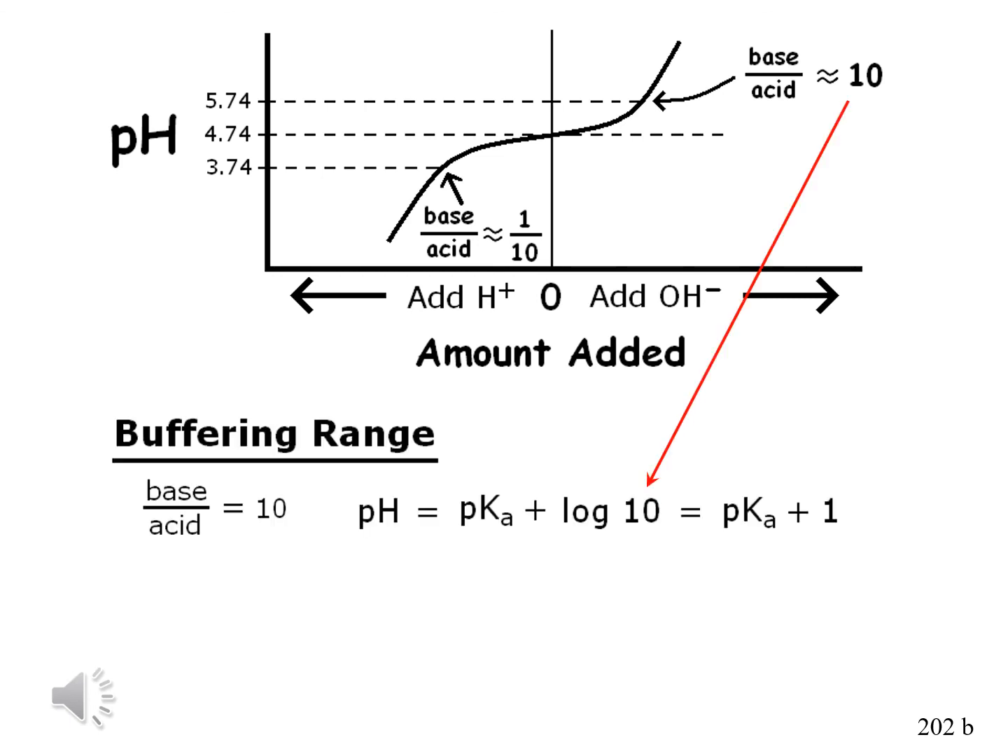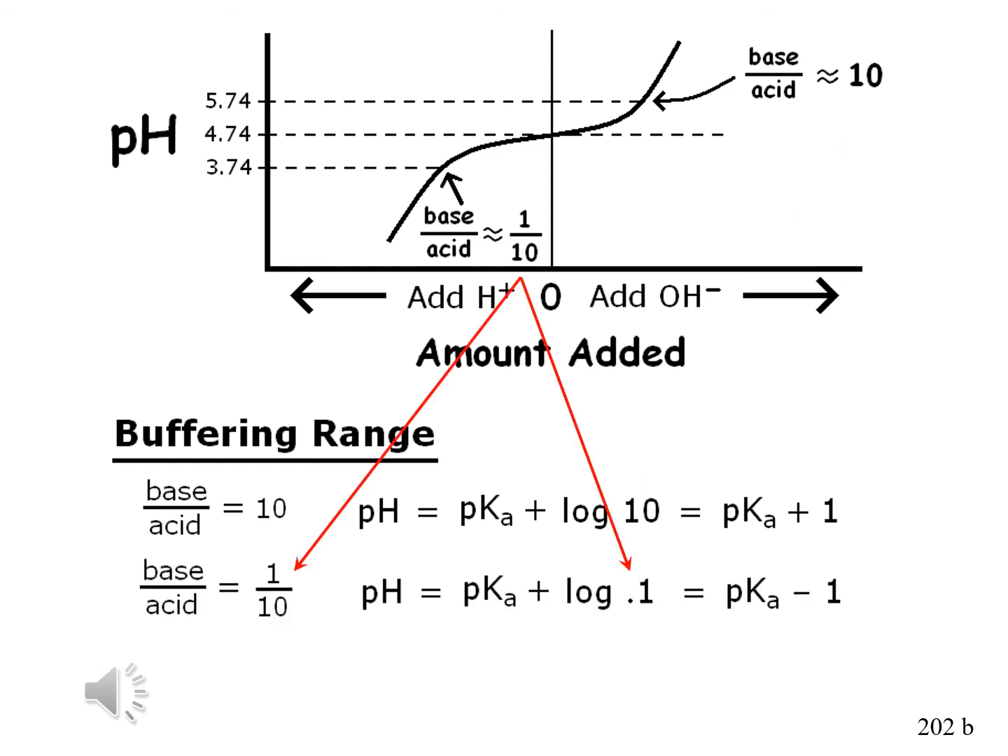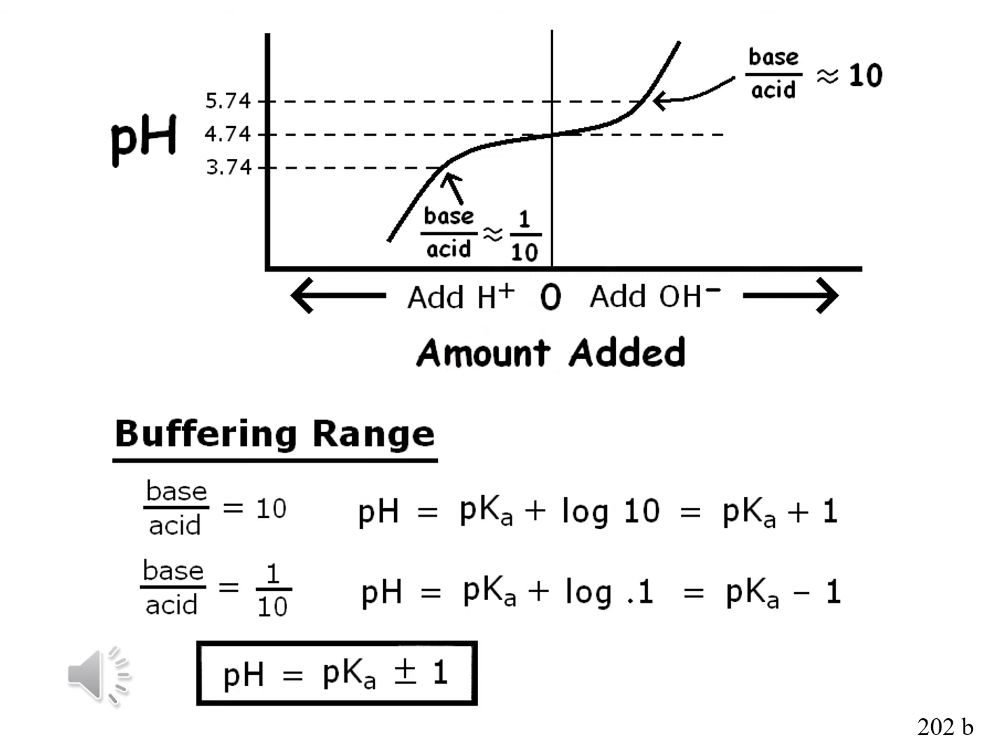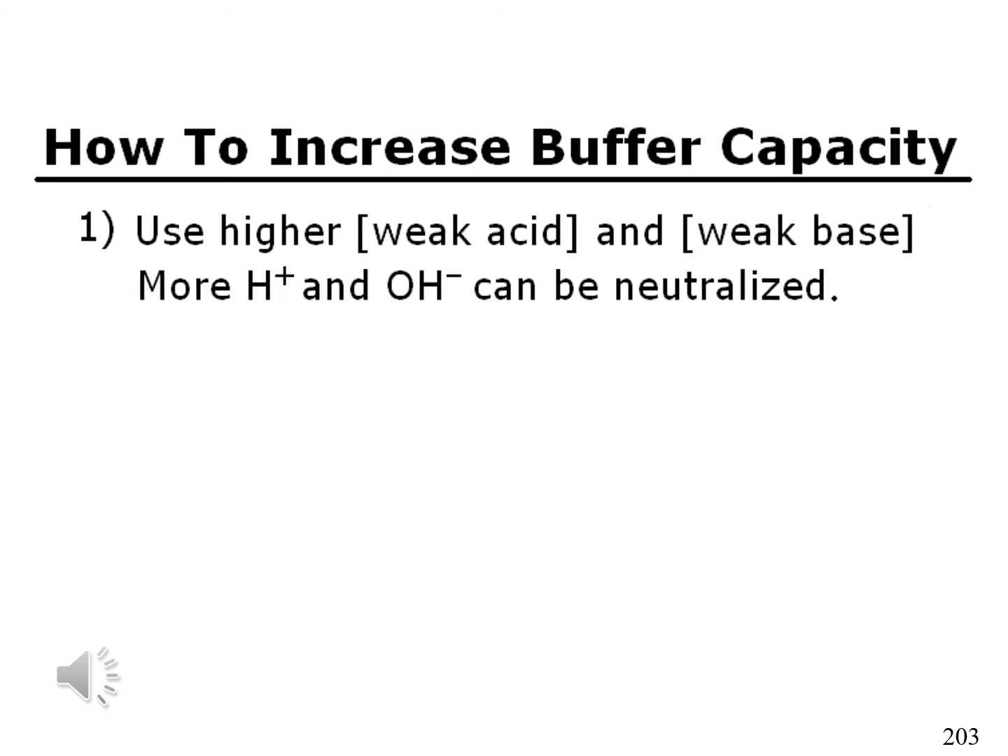This is where the buffering range comes from. Because if you take the log of 10, the log of 10 is 1. So at the place where it stops buffering, the pH equals the pKa plus 1. So you can go up that far. The same thing happens in the reverse direction, because the log of 0.1 is -1. So this is why people say the approximate buffering range is plus or minus 1 pH unit. It's not exact. Depends on where you want to cut it off, but this is a pretty good rule of thumb.